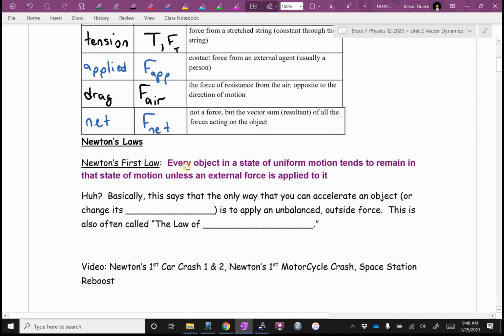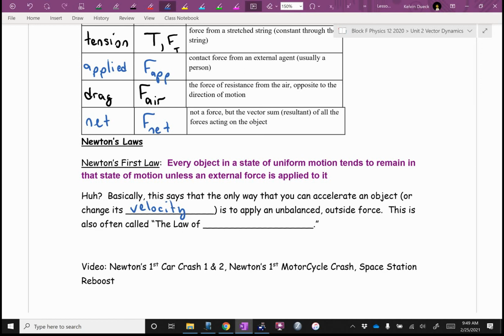Here, I stole this one from the internet. Every object in a state of uniform motion tends to remain in that state of motion unless an external force is applied to it. Here's what it says. The only way that you can accelerate an object, or change its velocity, because that's the definition of acceleration, is to apply an unbalanced outside force. If an object is accelerating, you know forces are not balanced. If it's not accelerating, you know forces must be balanced.